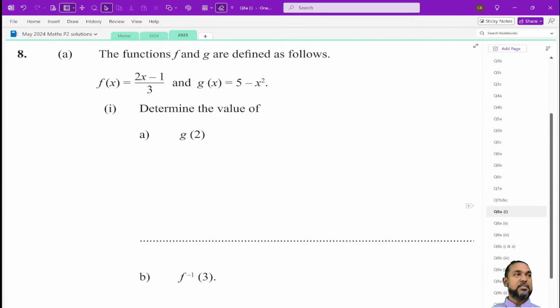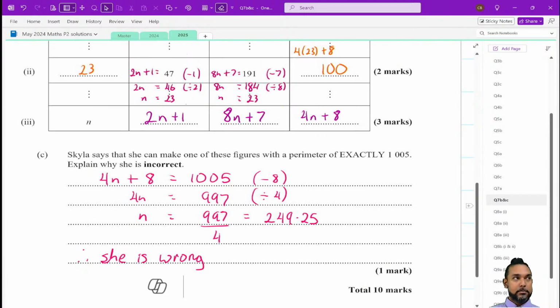Oh, this piece here? Which one is that page? Oh no, I'm just showing questions. Question 8? Which part? The inverse? F inverse of 3. Well, the easy way to do it is, okay, so the function f is 2x minus 1 over 3. Put that equal to 3. And then solve for x. It's the easier way to do it.